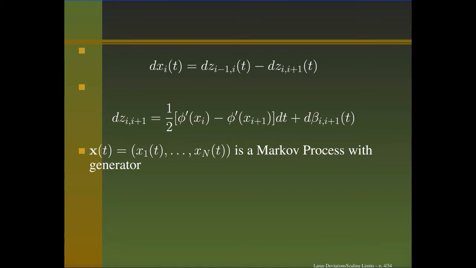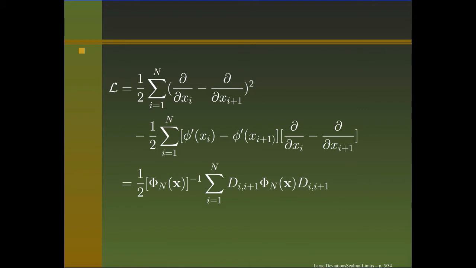With that, the entire vector of variables x1 through xN is an N-dimensional system, which is a Markov process, and it's easy to write down its infinitesimal generator. The interesting point to note in this generator is that the derivatives involved are not the usual partial derivative with respect to xi, but only the difference between the partial derivative with respect to xi minus the partial derivative with respect to xi plus 1. This reflects the fact that we have a conservation law, and any function that depends only on the sum of the variables is annihilated by L.